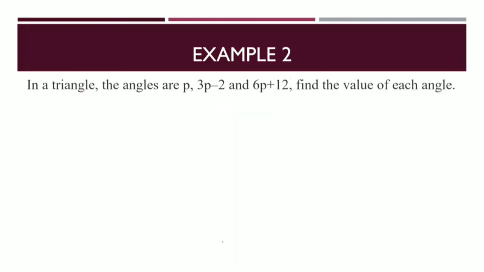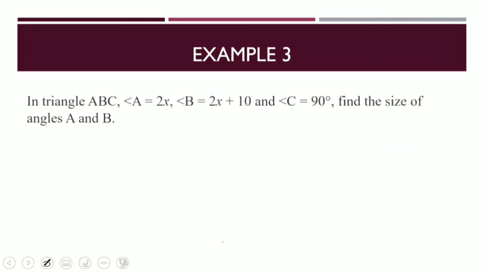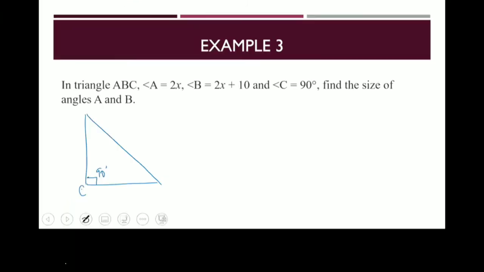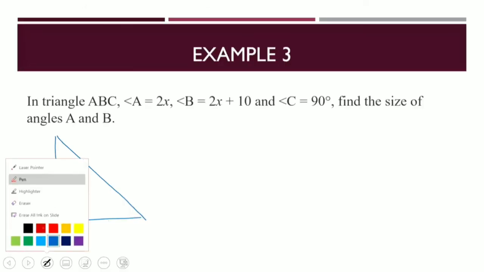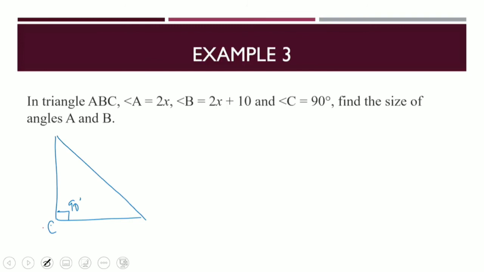Remember, you can always pause and take notes. Our final example says in triangle ABC, angle A is equal to 2x, angle B is equal to 2x plus 10, and angle C is equal to 90 degrees. Find the size of angles A and B. So we're given that C is 90 degrees, which means we're going to draw a right angled triangle. And wherever the 90 degrees is, we're going to call that C. Our task is now to find the size of angles A and B. So let's call this A.